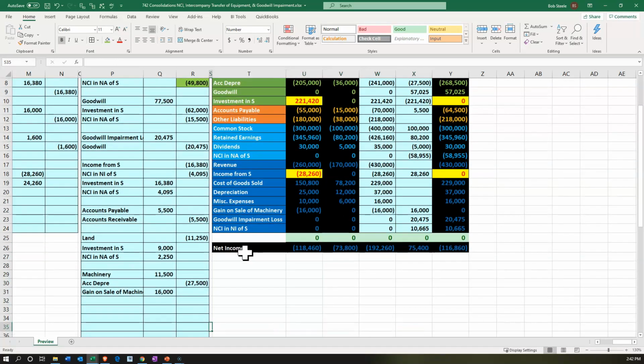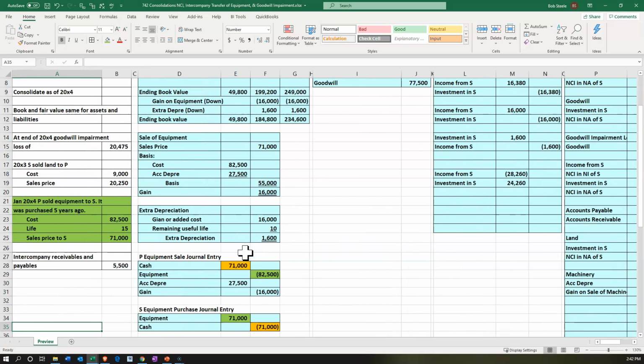So then the last thing we've got to do is say, okay, we also had the accumulated depreciation, which we calculated over here, which we said, hey, look, P put the thing on the books for a book value. It really only had a book value of 55, and now it's on the books for 71, which is an increase of the gain of 16,000. And then they depreciated that increased amount over the useful life, which is 10 years left, because it had a 15-year useful life and 5 years had passed before the point of sale. So 10 years left.